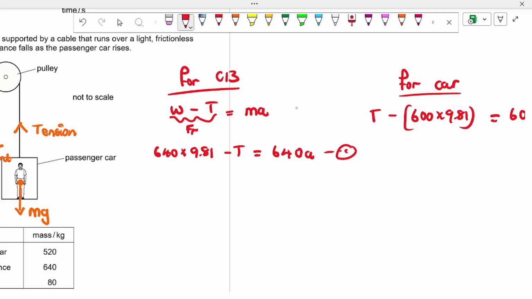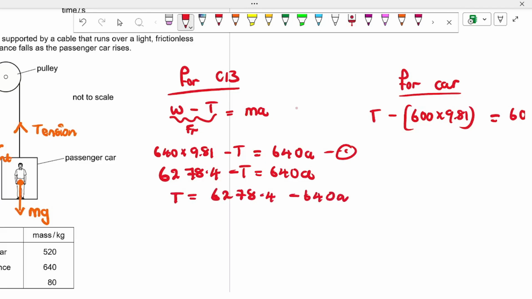So if I were to simplify all of this, I get 6,278.4 minus T is equal to 640a. So you can see that I can make T the subject of the formula here. And once I place T here, I can then solve for the acceleration. So step by step, divide it into two, then solve both sides so that you can get one specific answer. So my tension is just going to be equal to 6278.4 subtract 640a. So now I have the value of the tension. I just place it there.